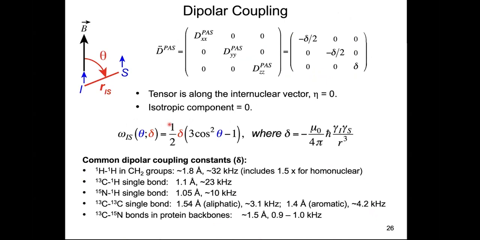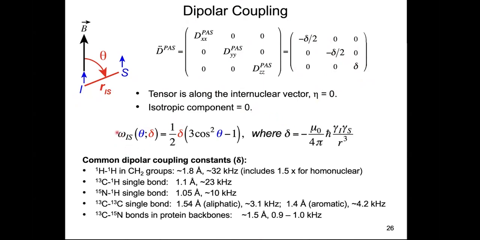Okay, so after explaining the chemical shift, let's think about a dipolar coupling interaction. Dipolar coupling is relatively simple. It is a uniaxial interaction pointing along the internuclear vector IS, and so by definition, eta equals 0. And in the principal axis system of the dipolar coupling interaction, in other words, when you situate yourself along the internuclear vector, then the dipolar coupling tensor looks like this. The x and y components are basically half the size of the z component, delta, and have a negative sign. So the dipolar tensor is along the internuclear vector, eta equals 0. The isotropic component for dipolar coupling is 0.